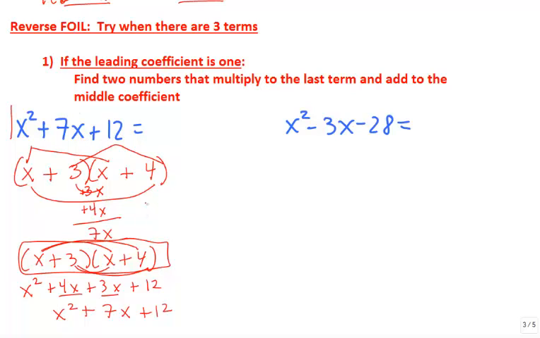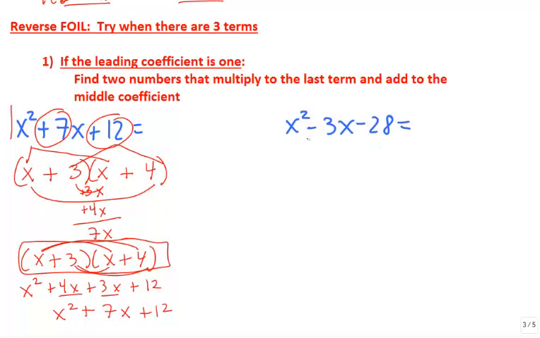So that was a lot of talking for a very simple process for these examples where the leading coefficient is 1. So here's what you do again. You're going to find two numbers that multiply to this constant term on the end, the last term, and those two numbers also have to add or subtract to the middle coefficient. Okay, so let's try that again on this example.